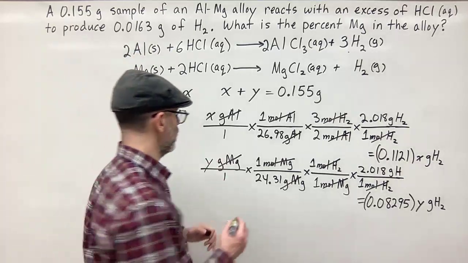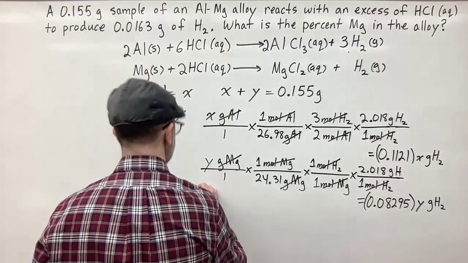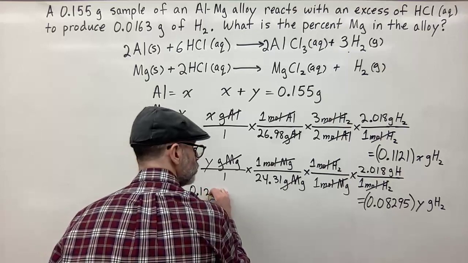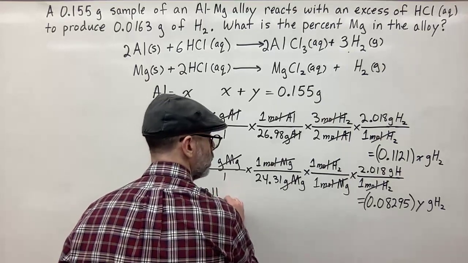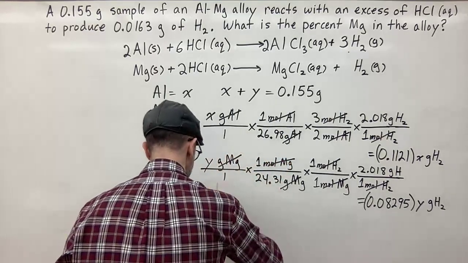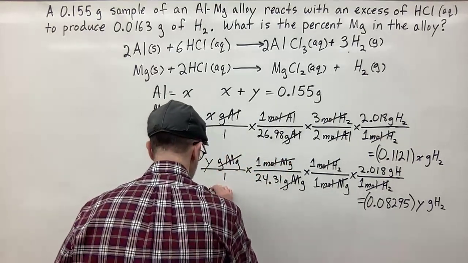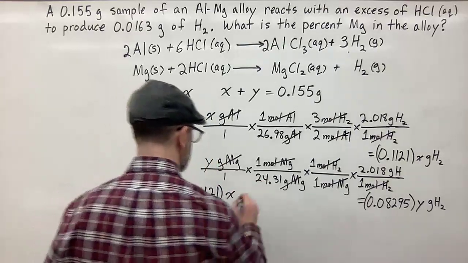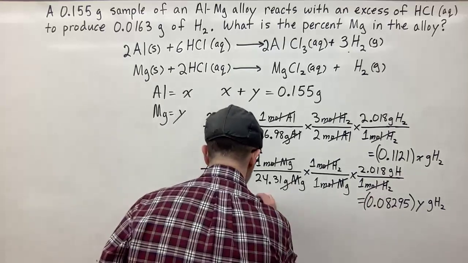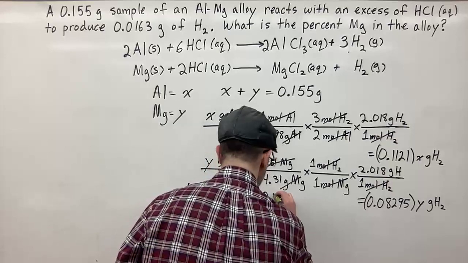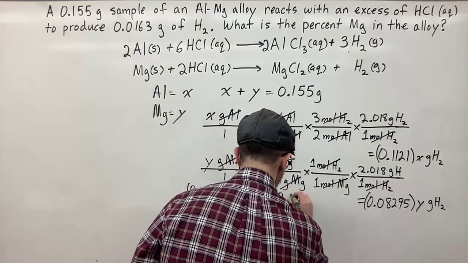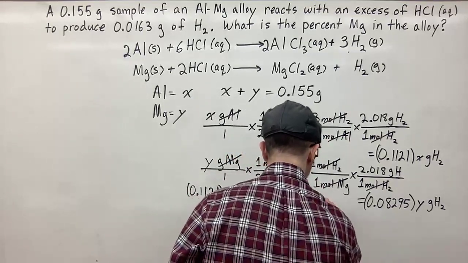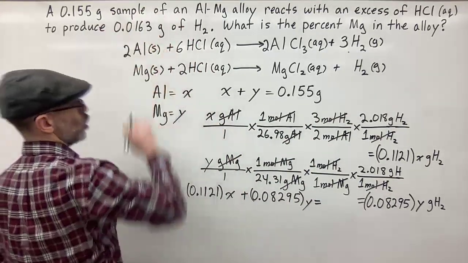0.0163. So there's my other equation. So I have 0.1121 times X plus 0.08295 times Y is equal to 0.0163.